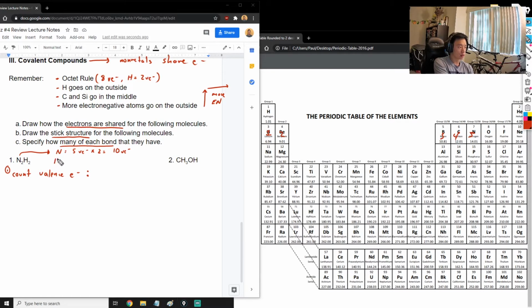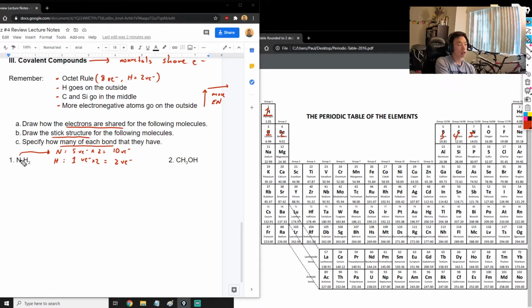Hydrogen has 1 valence electron because it's the first box. So 1 valence electron, but there's 2 different hydrogens. So we're going to have to multiply that by 2. So if we multiply that by 2, that's going to be 2 total valence electrons.